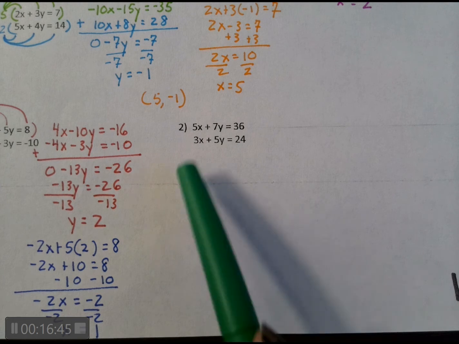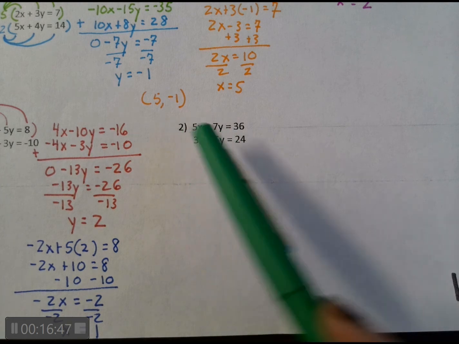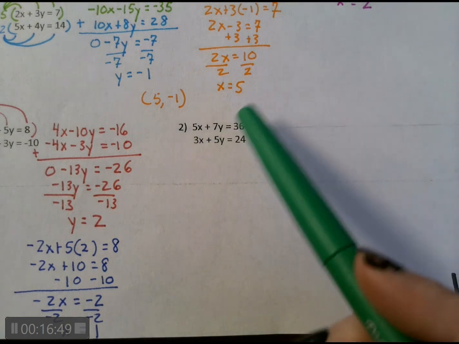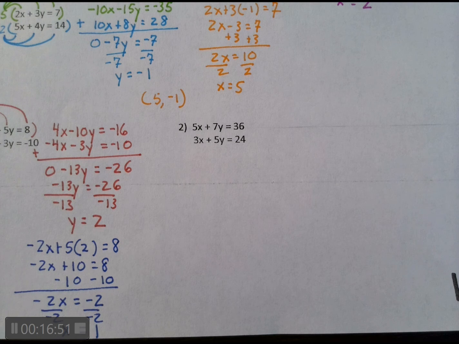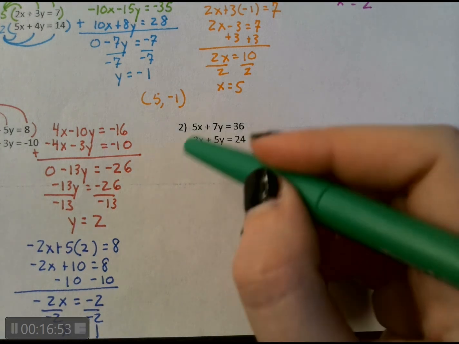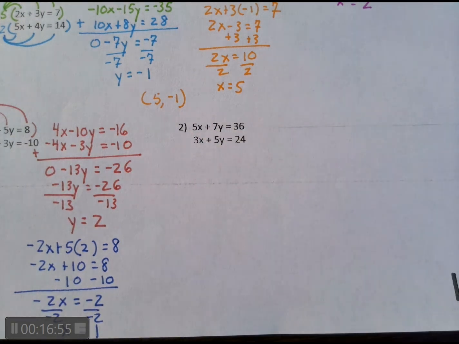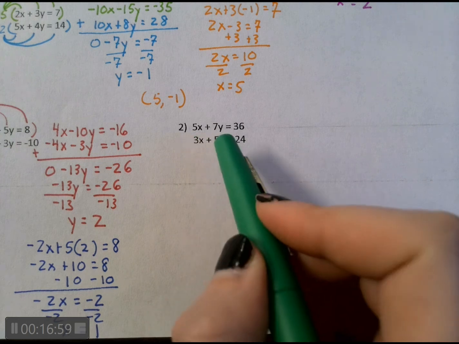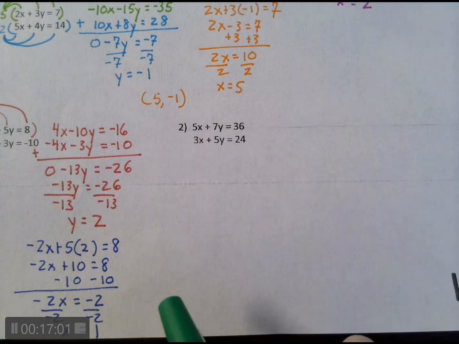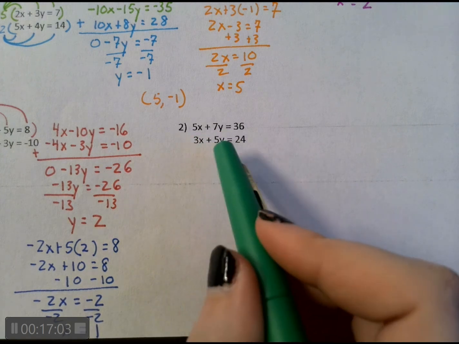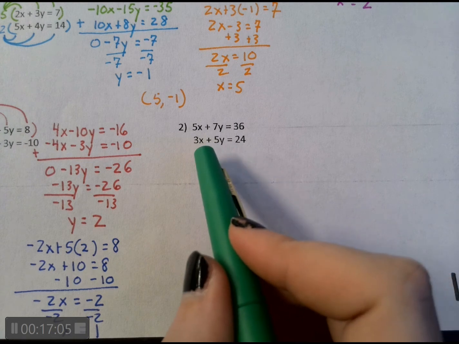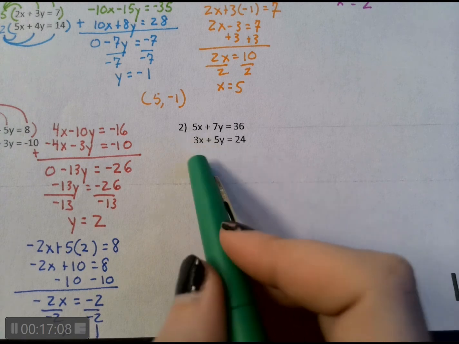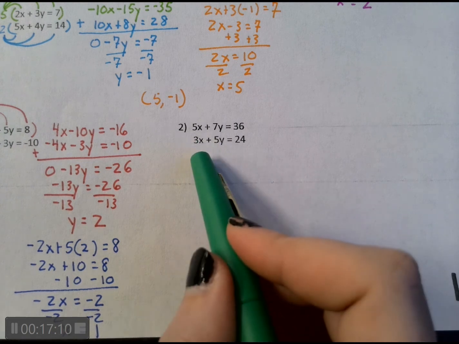Alright, so none of our numbers are the same because 5 and 3 are not the same and 7 and 5 are not the same. Okay? Because remember, we're comparing x's and we're comparing y's. And there is nothing that I can multiply by 3 to give me 5 or 5 to give me 7. Okay, so you have to pick x or y and multiply based on which one you pick. I'm going to pick x.